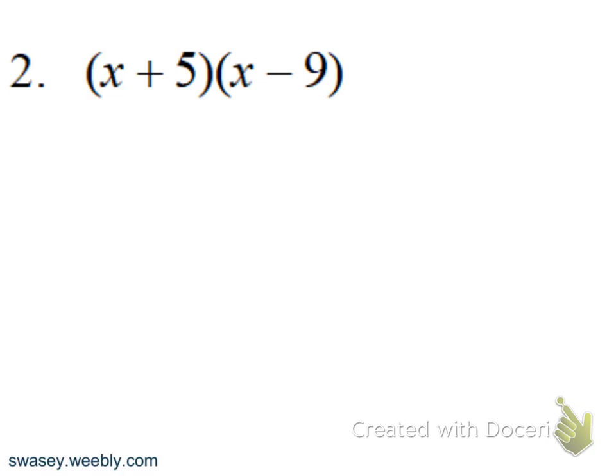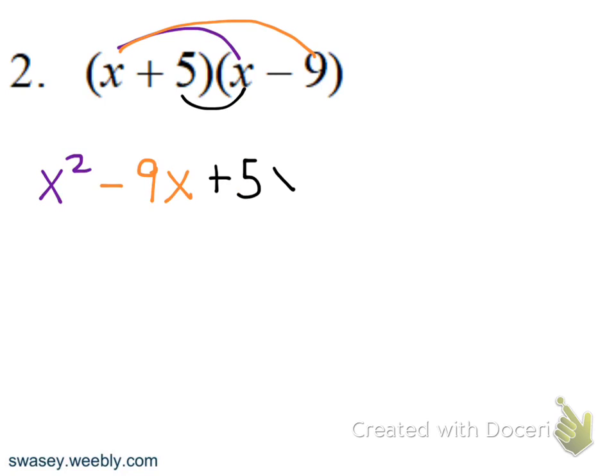This time I'll distribute twice. So x has to be distributed through the second set of parentheses. X times x gives us x squared. X times negative 9 gives us negative 9x. 5 times x gives us positive 5x. Now we're distributing the 5. And then 5 times negative 9 is negative 45.